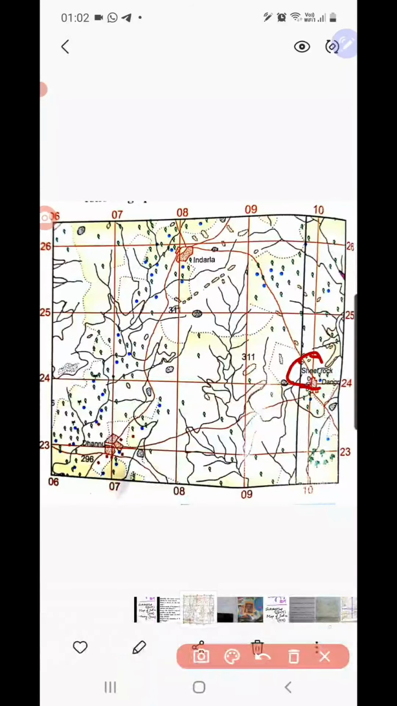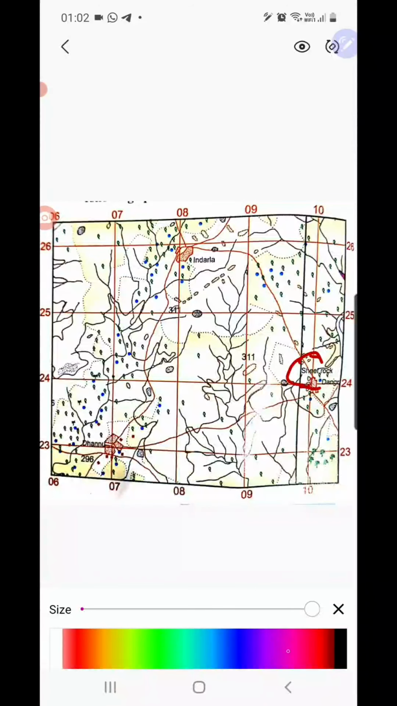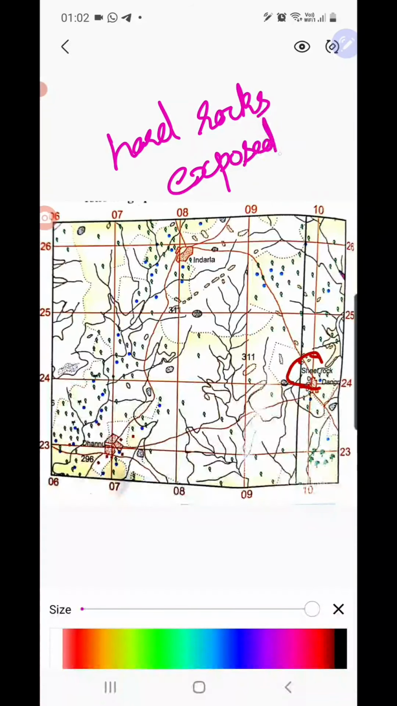Sheet rocks are the hard rocks exposed to the surface. Clear? Okay, so that is what sheet rocks are.